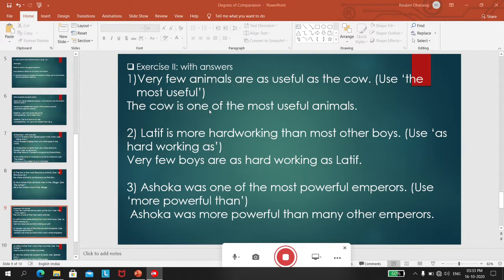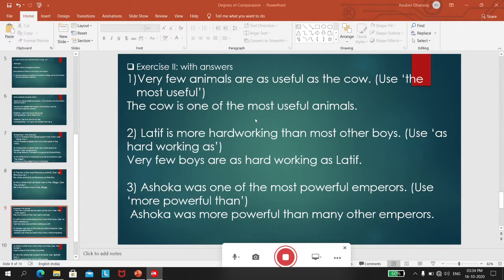The cow is one of the most useful animals. Sometimes, guys, let me give you another example. Sometimes don't expect that only "very few" will be asked. Sometimes we might ask you "few animals are as useful as the cow", or "few more animals", but we don't ask like that. Few animals are as useful as the cow. Use the most useful.